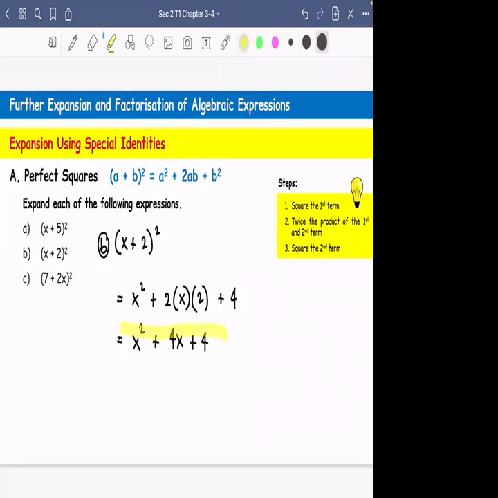Do you have any question, class? No? Now, if you want to use the long method, it's okay.